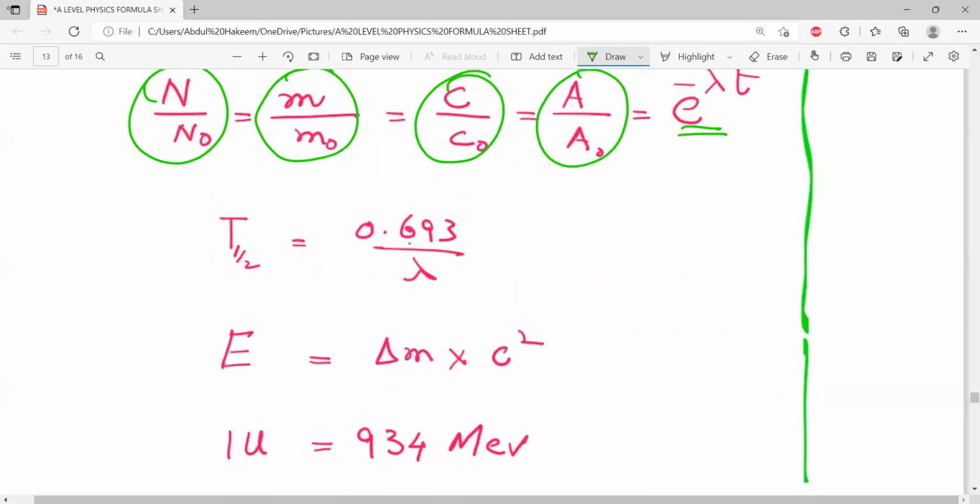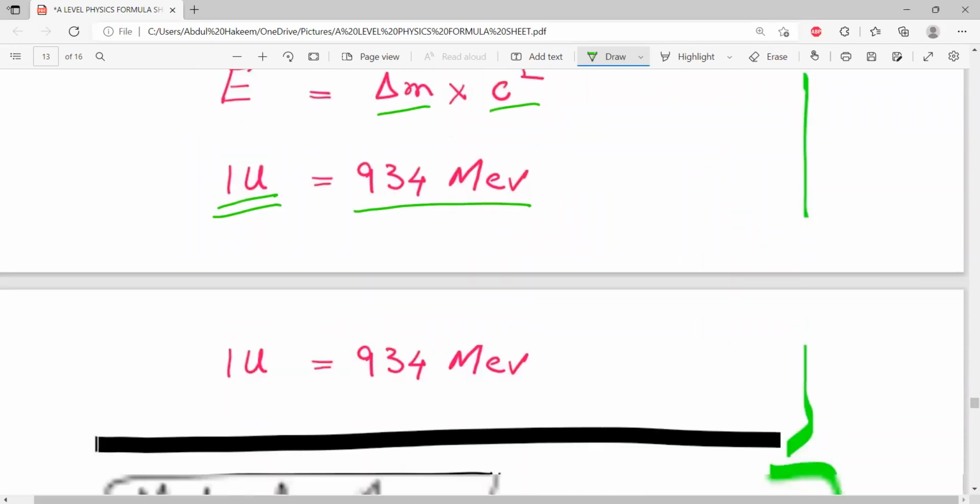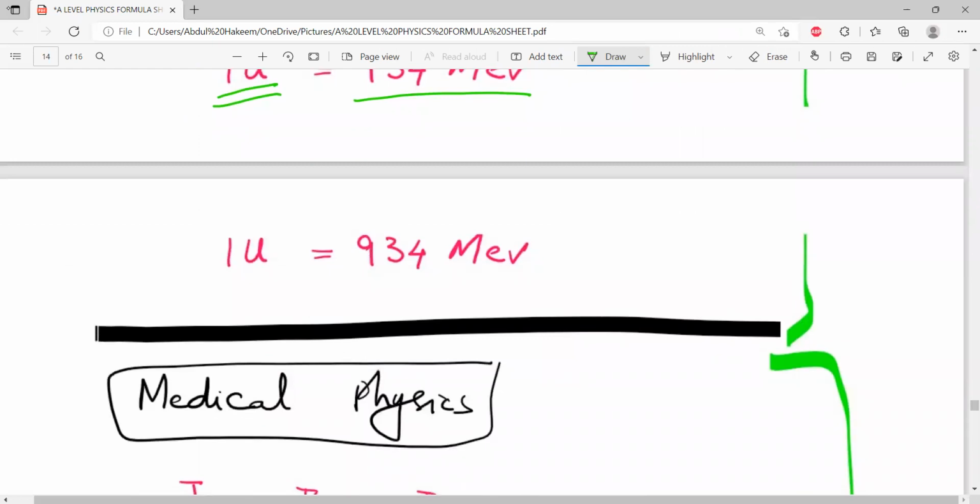and the half-life is equal to 0.693 divided by lambda. And energy is mass deficit, delta m c square. 1 u is equal to 931 mega electron volt, and 1 electron volt is equal to 1.6 into 10 power minus 19 joule, and 1 mega electron volt is 1.6 into 10 power minus 13 joule. We have to remember this.